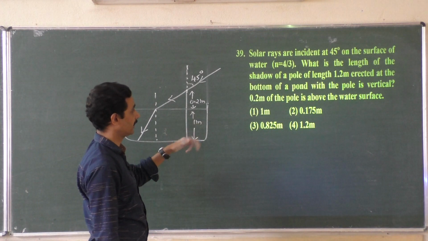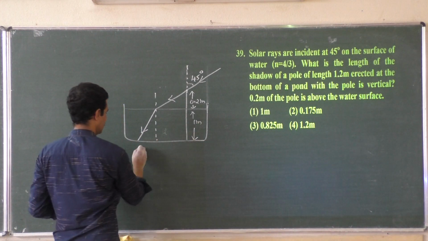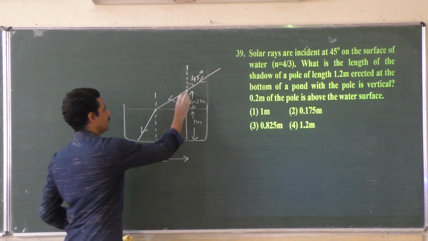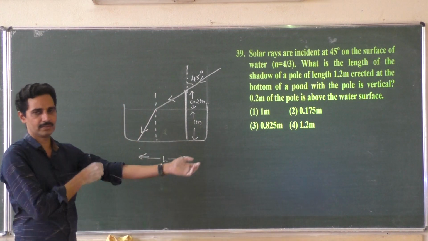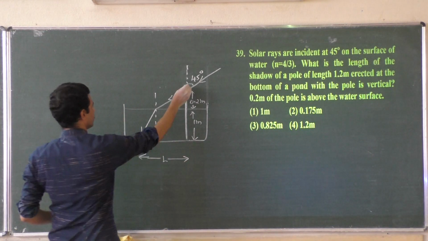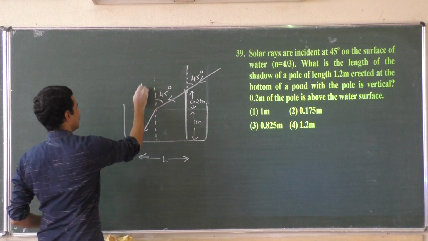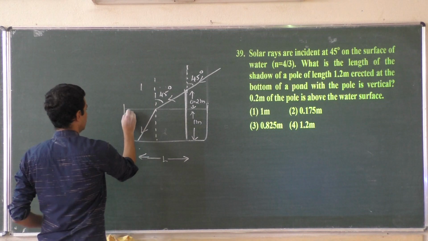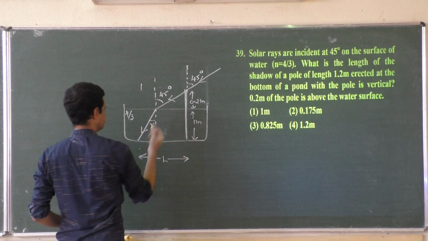What is the length of the shadow of the pole erected at the bottom of the pond? From here to here, that is the length of the shadow. That is what you want, from the pole here to this end. It is not formed as if on the surface of land. Very easy problem. Now, if this is 45 and this is air, refractive index 1, and this is water, 4/3, I will find this as the angle of refraction.